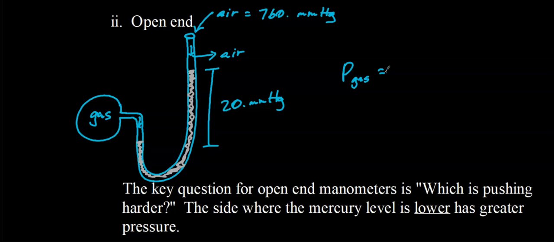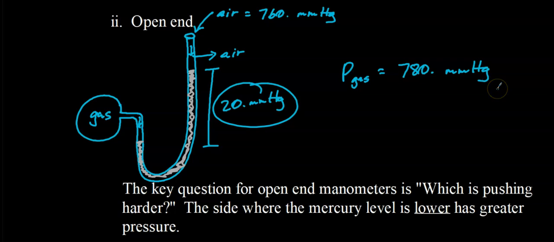Well, think about what we said. The level of the mercury is lower on the gas side than the air side, which means the pressure of the gas is more than air. How much more? This much more. And so that means the pressure of the gas is going to be 780 millimeters of mercury.